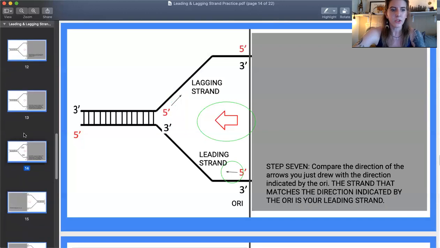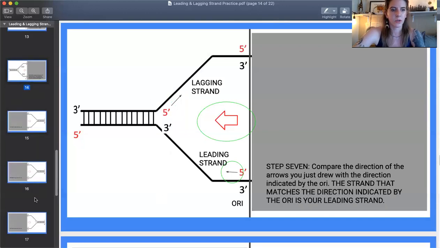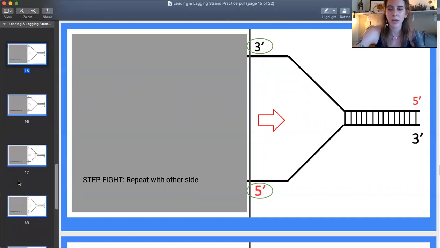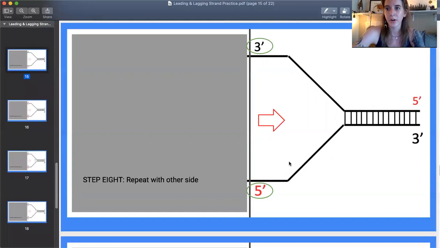Okay, so now this is all labeled and done, and we're good to go with that. So now we can just repeat that process with the other side. So you can try to pause this video and try to do this side on your own, and then when you're done with it, you can press play again and watch and see if you were able to get it right. Okay, so it's the same exact thing.